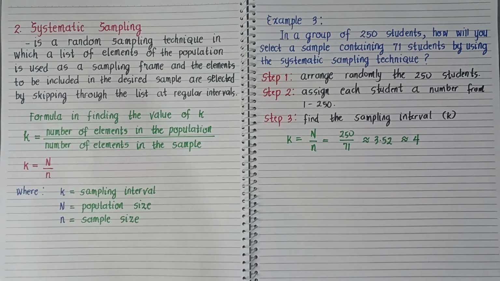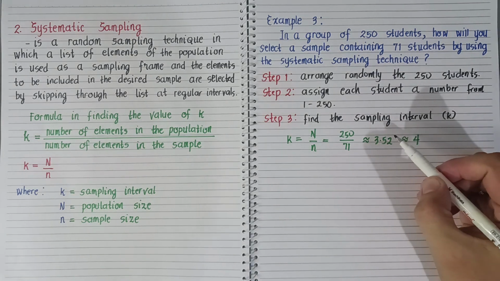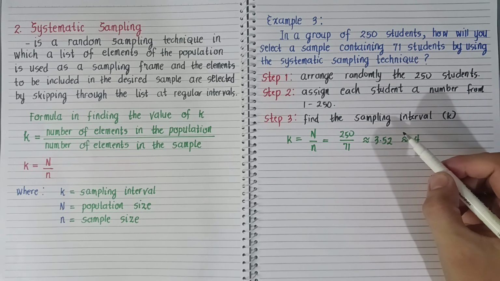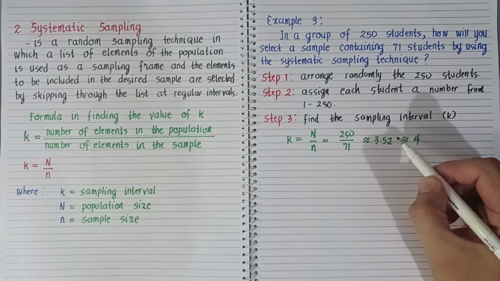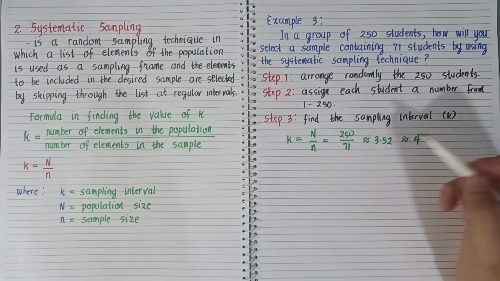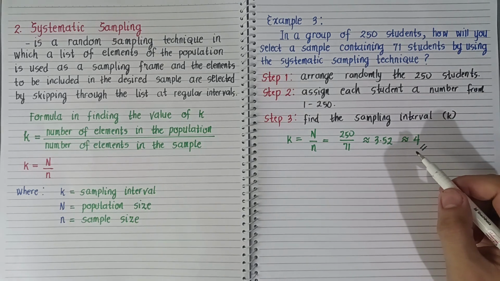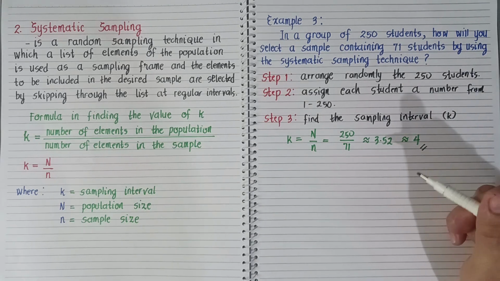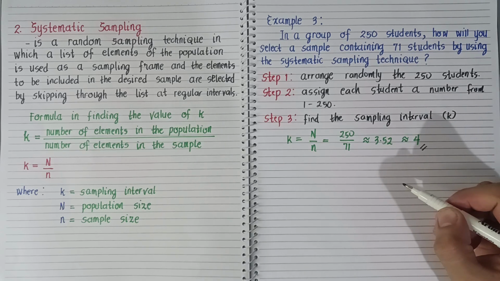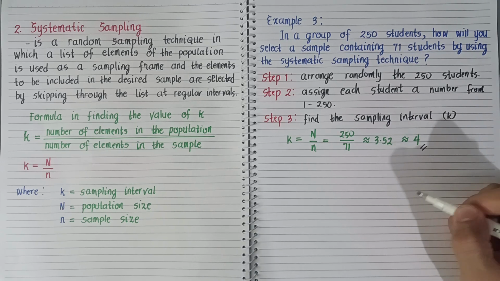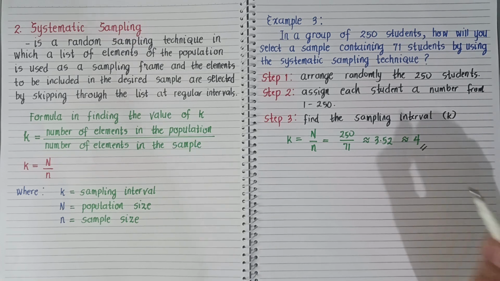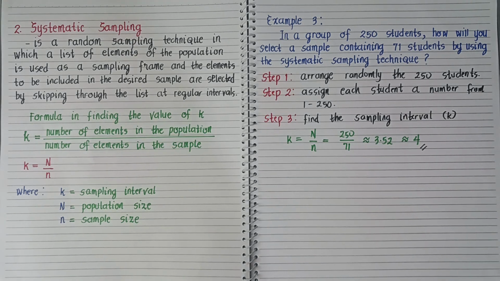Okay. So, meaning, yung k value natin na 4, siya yung magiging system natin. Kaya tinawag tong systematic sampling. Okay? Nakuha ba, guys? So, ang ibig sabihin nito, guys, yung every fourth element ay magiging sample natin or yung 71 students natin. Gets? Okay. Step number 4.